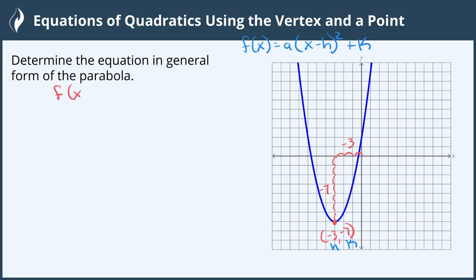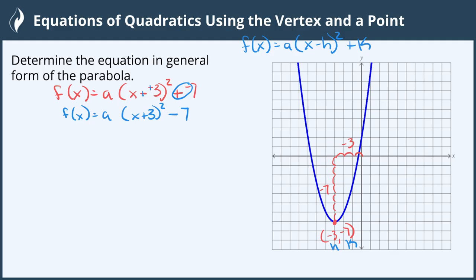So we have f of x equals a times (x minus h), and h is -3, so we have -3 quantity squared plus k, and k is -7. Now we can simplify this: minus a negative is adding the opposite, making it a +3, and adding a negative becomes a subtraction. So we have f of x equals a times (x plus 3) quantity squared minus 7. That just simplifies it a little.